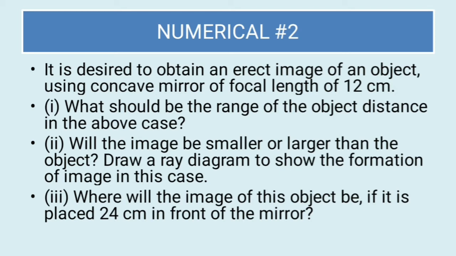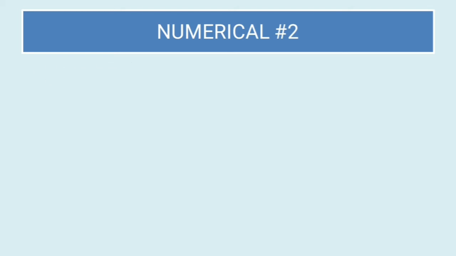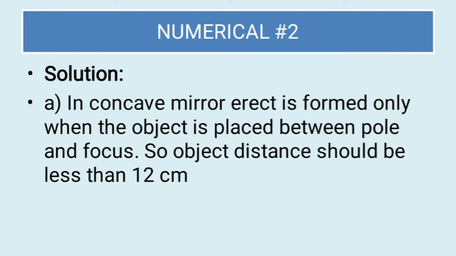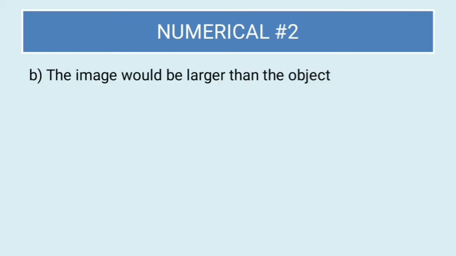Our desire, or what we want, is the erect image. Remember that an erect image comes with the virtual nature. For a concave mirror, an erect image is formed only when the object is placed between the pole and the focus. So if you place it at less than 12 centimeter distance, it is going to give you an erect image.